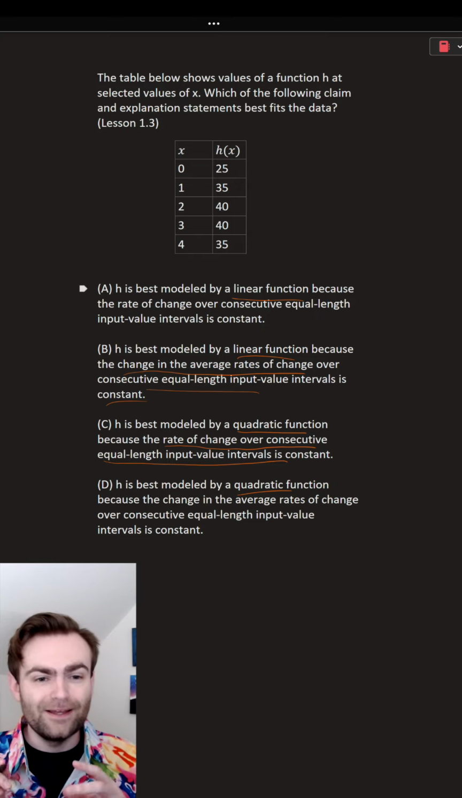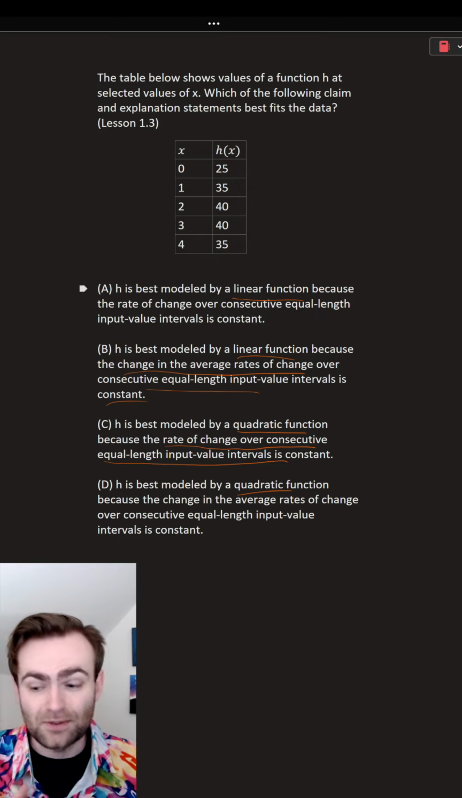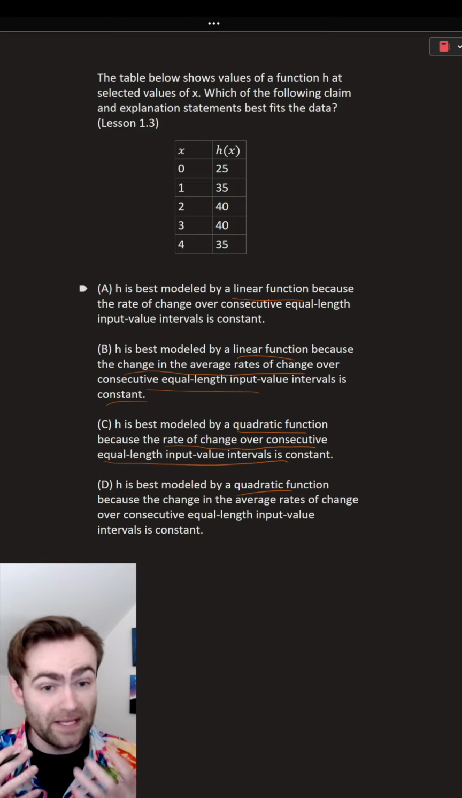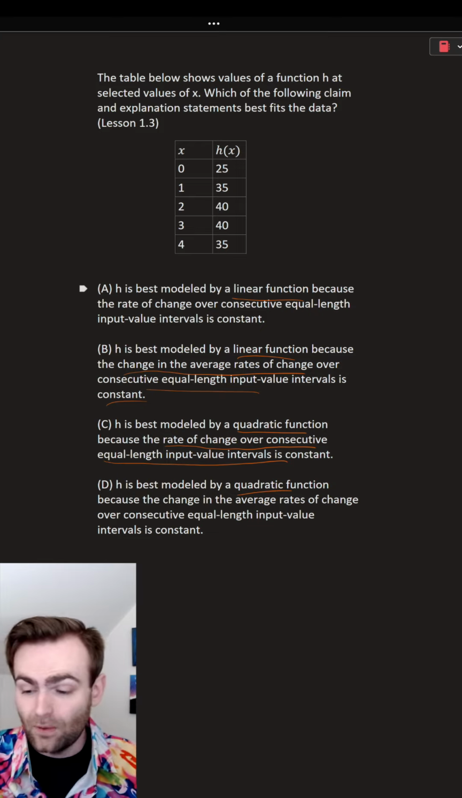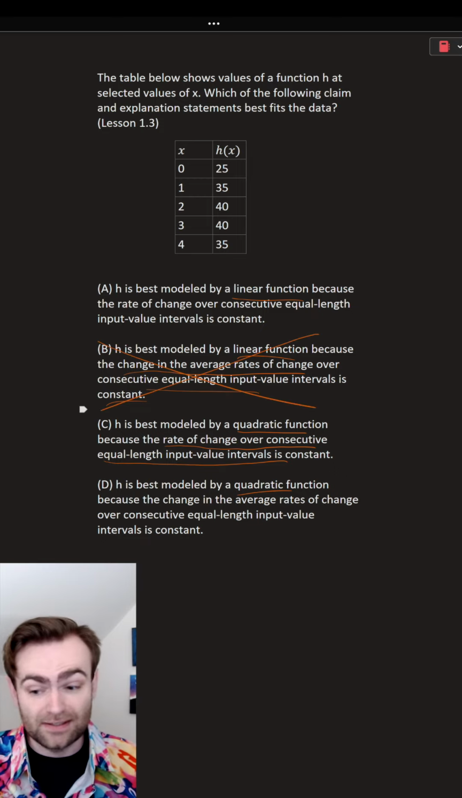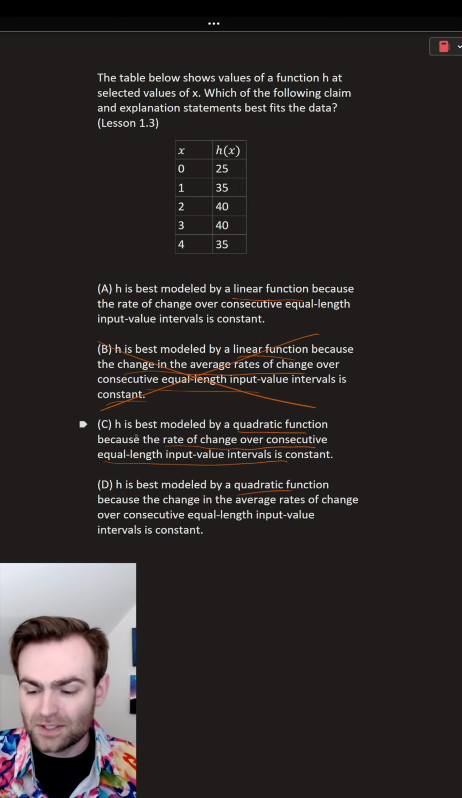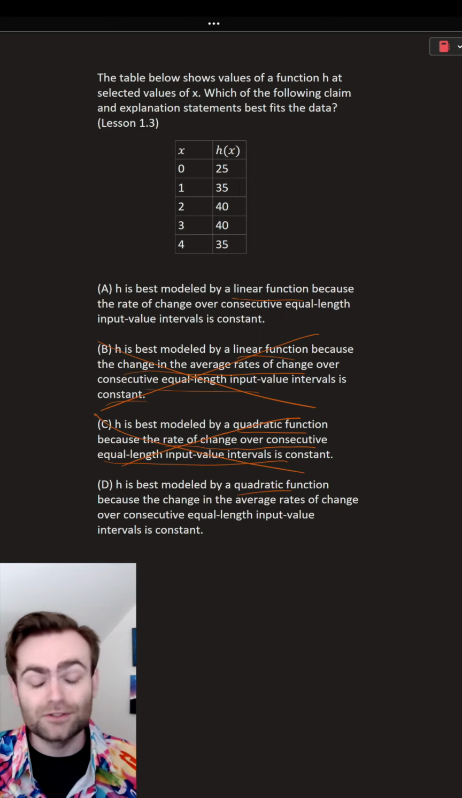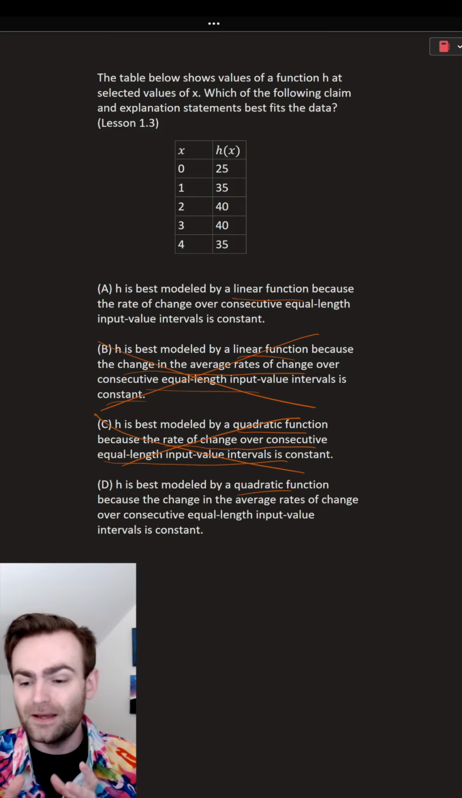So is it the average rate of change that's constant? Is it the change of the change that's constant? And is it quadratic or is it linear? So based solely off of these statements and not the data itself, we can tell that linear means that the average rate of change is constant. So it cannot be that the change is changing constantly. And likewise, quadratics are changes in the change is constant. So we can just eliminate 2 without even looking at the data.